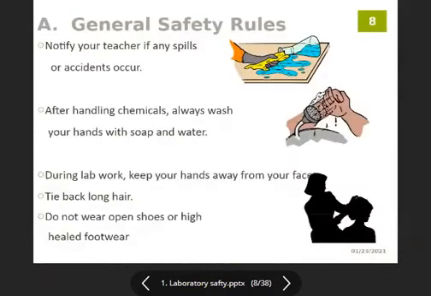When we deal with the general safety rules, the most important thing you should remember is if any chemical or acid drops over the table, don't do anything, don't play with it. As I told you, they are acids, they are chemicals, they are very dangerous, they can hurt you. So if this happens, just tell your teacher that this is the problem, so I will try to solve the problem myself. So this is very important to remember.